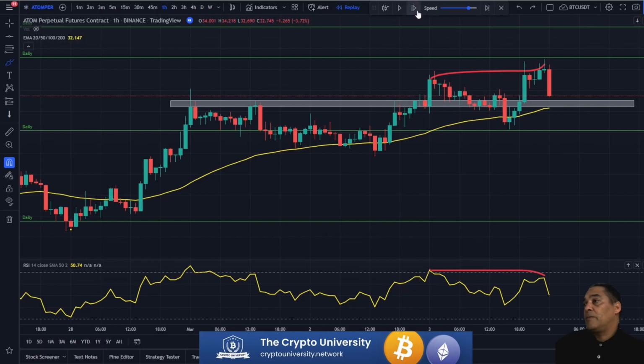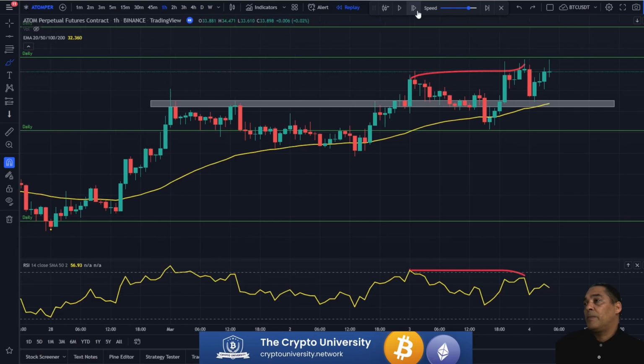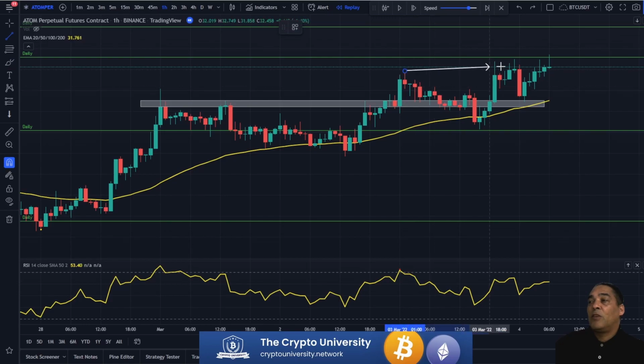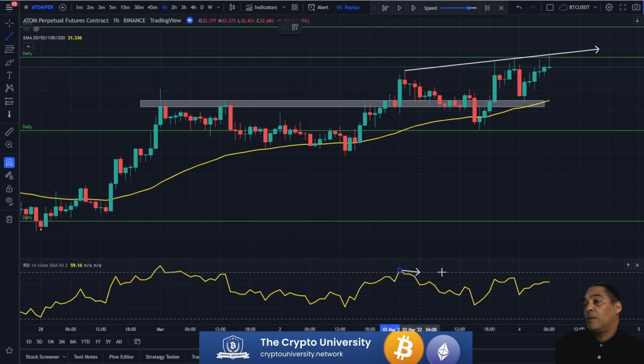And let's check again. So a bounce from our support, another candle up, again. And price has now formed another higher high. So there is still a possibility of divergence playing out here. So I will now extend my trend line on the RSI as well. And I'll wait for further price action to confirm it.